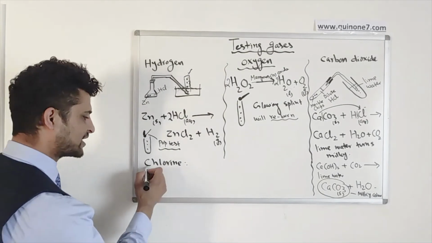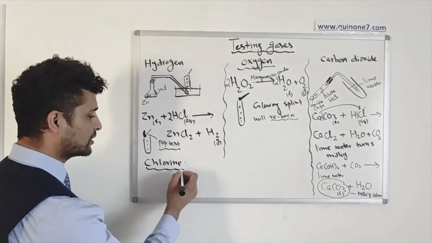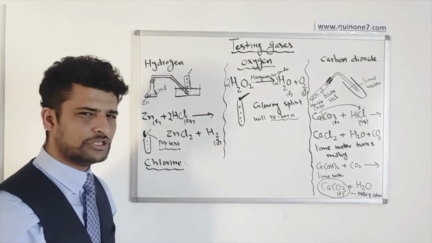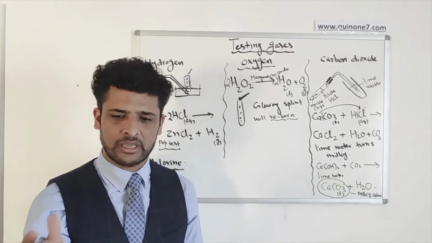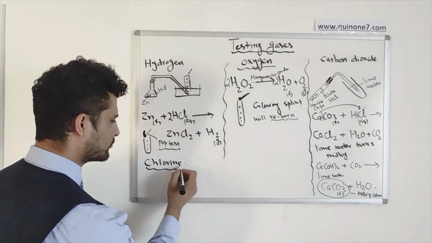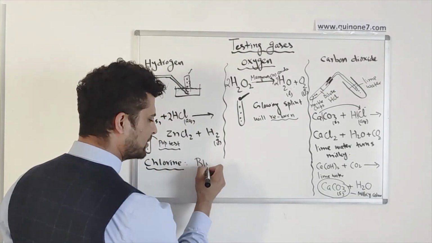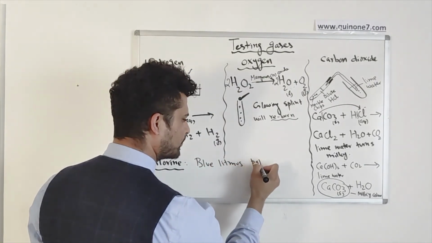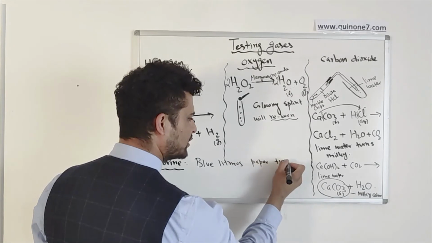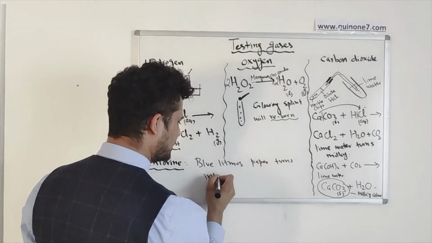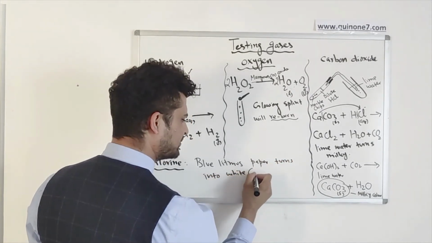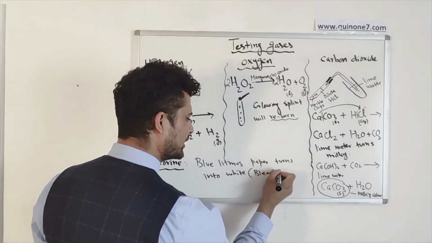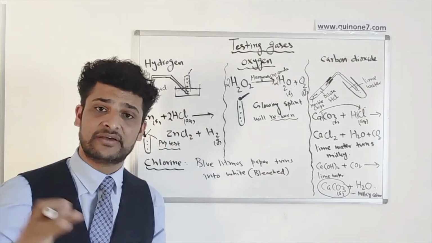Now the fourth gas which you are going to detect is chlorine. Chlorine is used in the swimming pool to kill the bacteria. When you have a blue litmus paper, it will turn white. That means it will be bleached. It will fade away the blue color.